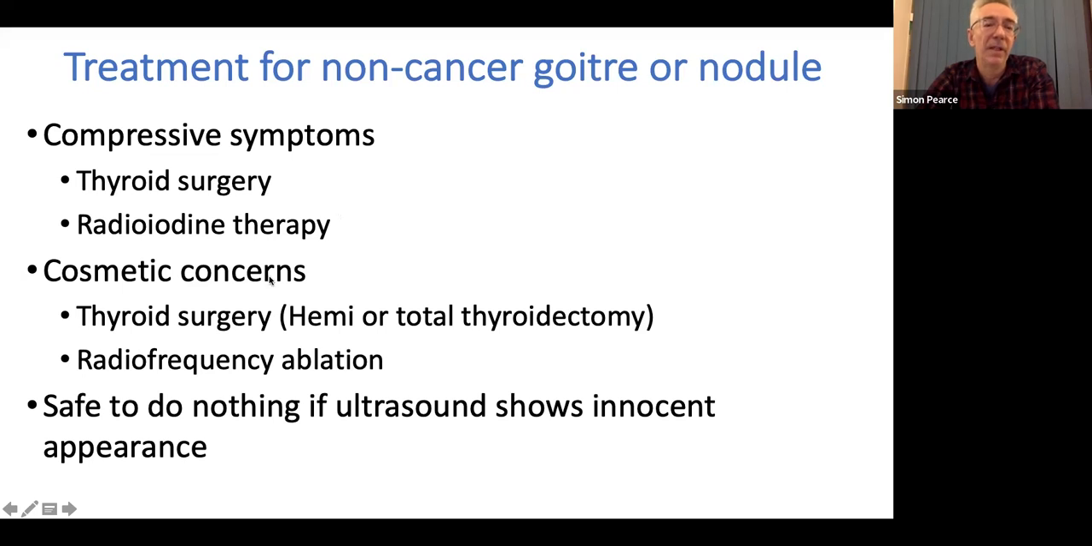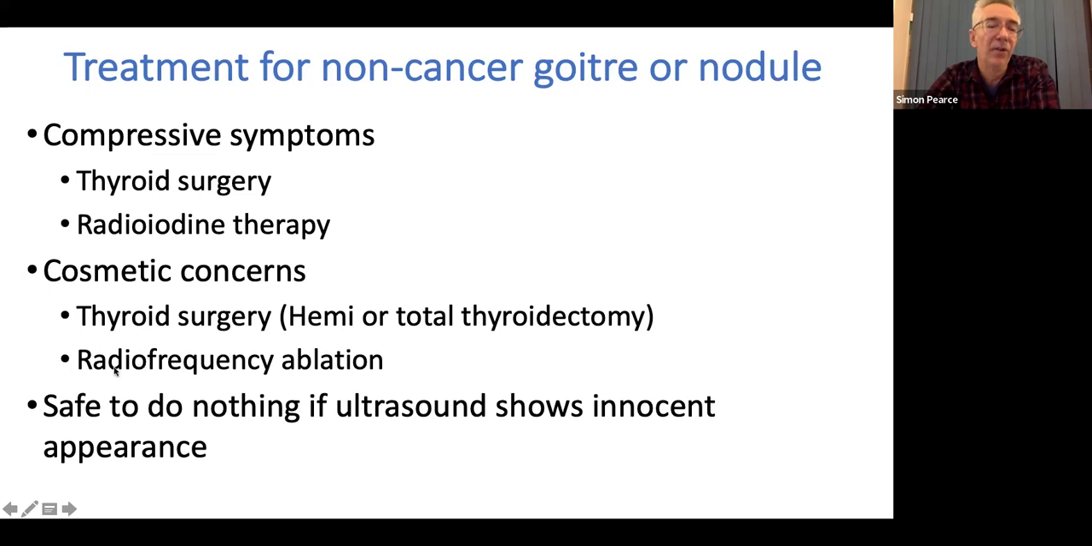Also cosmetic concerns, if you've got a superficial thyroid nodule, you might say it looks pretty terrible, and sometimes it does look pretty terrible. So thyroid surgery will be offered then. The problem is you're swapping your nodule for a scar at the moment in general, and you could either have half or the whole thyroid removed, depending on whether it's just one nodule or if you have several nodules that you weren't happy with the look of.